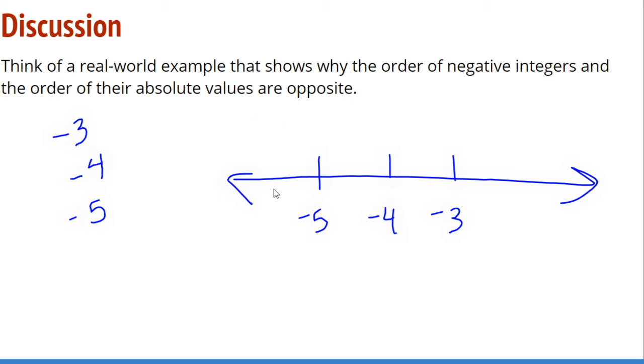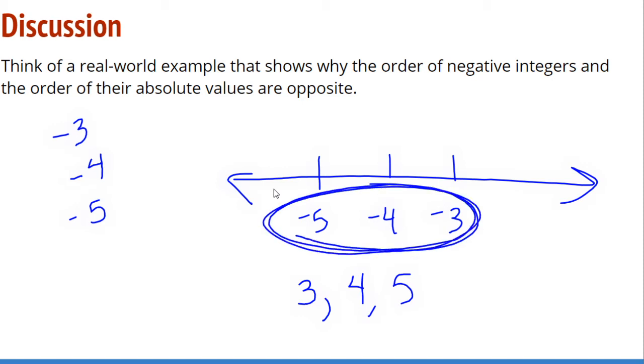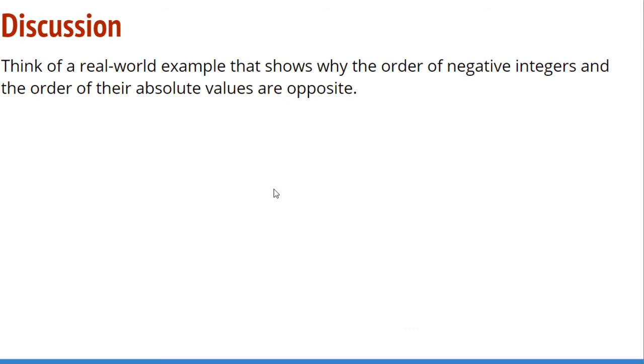However, if we actually look at the magnitude, the amount of money owed, the absolute value, we find out that 3 is the least amount that is owed, 4 is the middle amount, and 5 is the most amount. So here we have this opposite order thing. If we just look at them as integers on the number line, it appears that this person who has the -5 has the least. However, they owe the most, so it's opposite. -5 is least, but it has the greatest magnitude, meaning he owes the most.